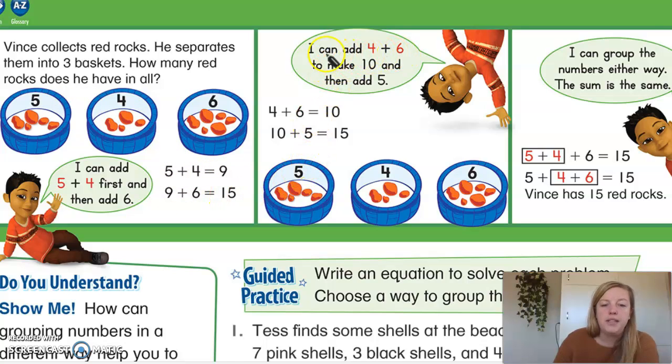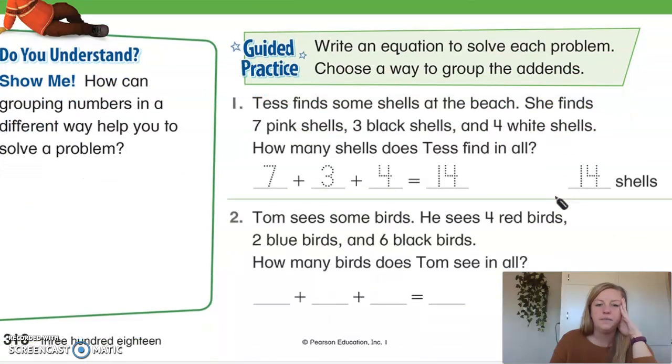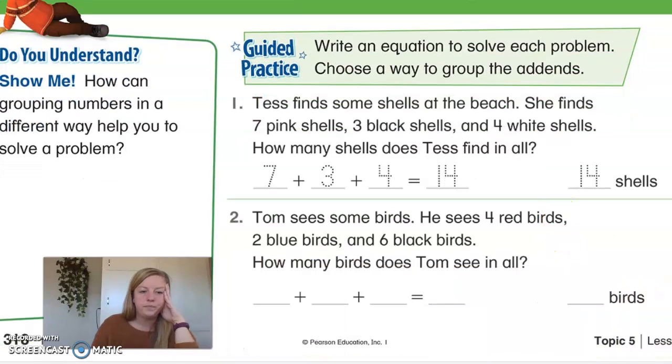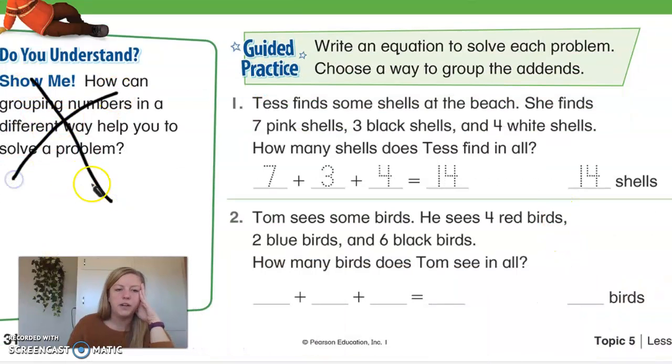I can add 4 plus 6 to make 10 and then add 5. So this time he did 4 plus 6 equals 10 and then 10 plus 5 equals 15. I can group the numbers either way. The sum is the same. So we did 5 plus 4 plus 6 equals 15, and then 5 plus 4 plus 6 equals 15. Vince has 15 rocks. So down to the bottom, we don't worry about this box over here.